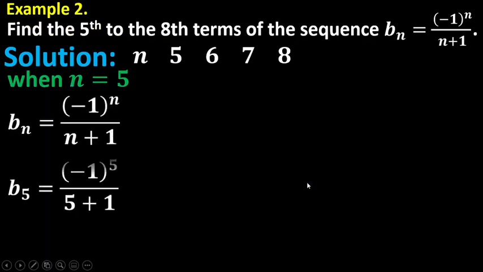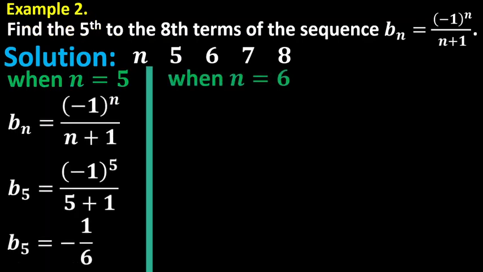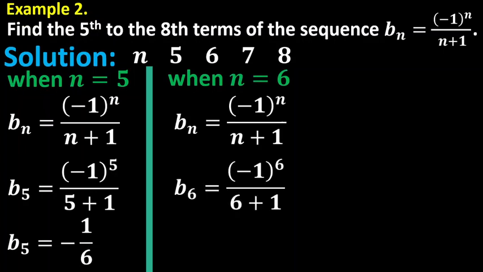Again, balikan natin siya. Example number 2. Okay. When n is equal to 6, you just simply substitute the value of n by 6. So it will become b sub 6 is equal to negative 1 raised to 6 over 6 plus 1. Again, raised to positive 6. 6 is an even number. Therefore, your resulting sign will be positive. 6 plus 1, that is 7. So you have 1 over 7.